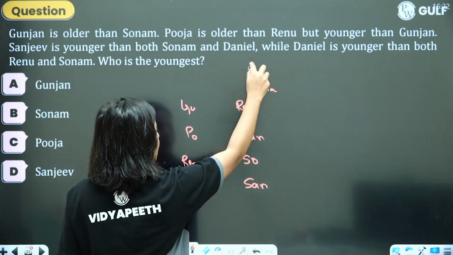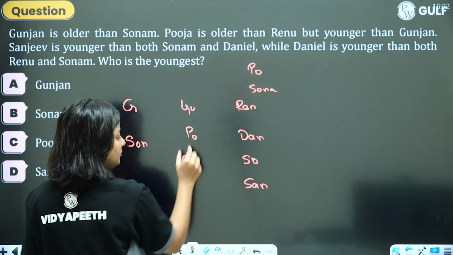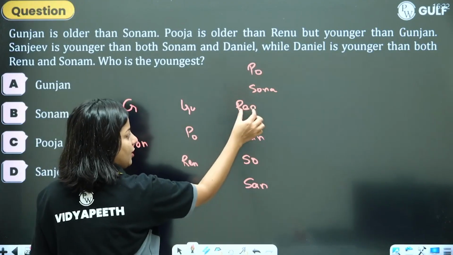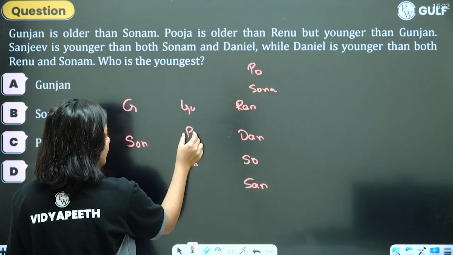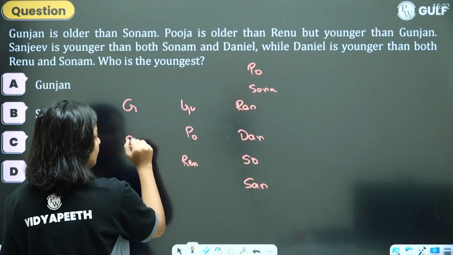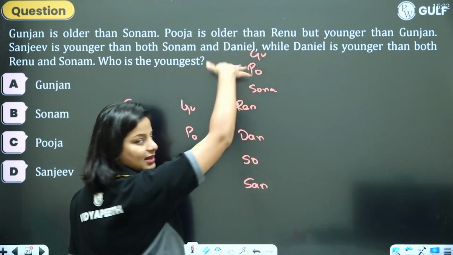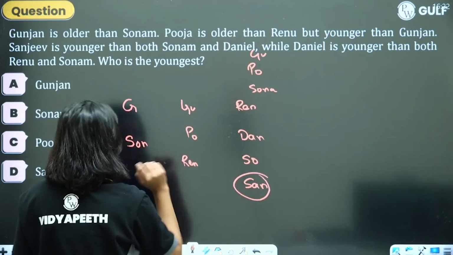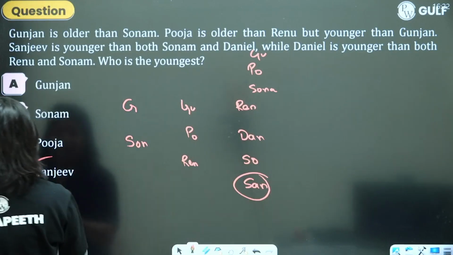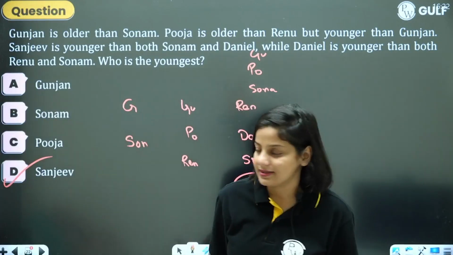So Pooja will come ahead. Renu is younger than Pooja, so above Renu, Pooja should come. Above Pooja, Gunjan should come. And below Gunjan, Sonam should come. So basically Gunjan is the eldest and nothing is coming below Sanjeev. That's how we get Sanjeev is the youngest of all.